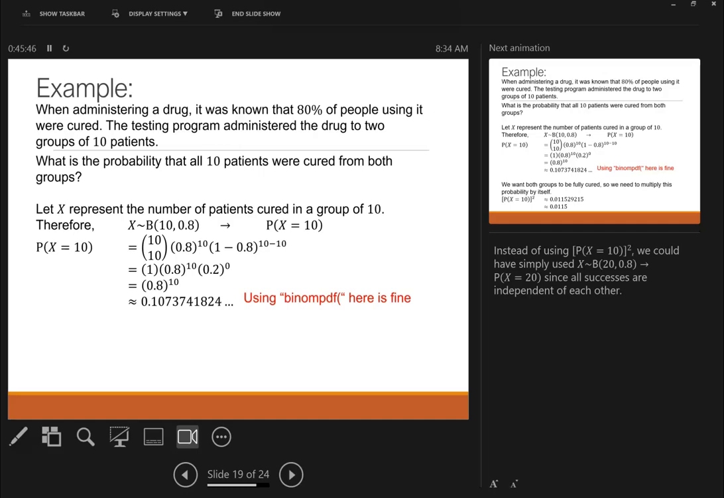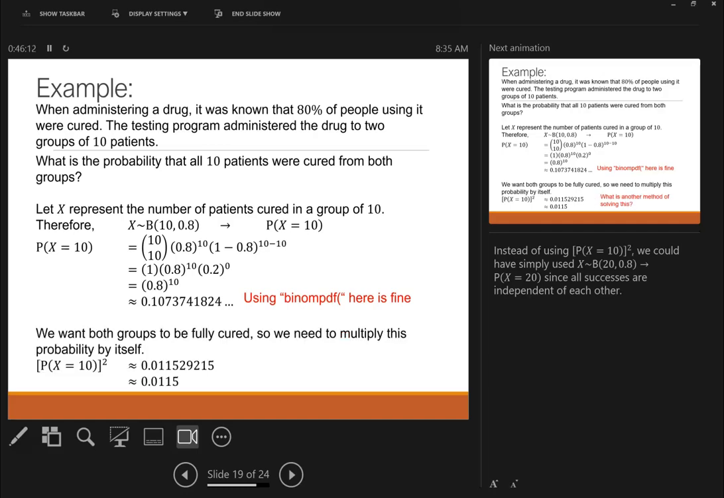Yeah, square it, right? Because the probability of x equals 10 and the probability of x equals 10, the two groups are identical, right? Same number of people in them, the same percentage of success. They're ostensibly, statistically identical groups. This and this multiply them together, since they have the same probability, you're just squaring it. So a bit over 1%.